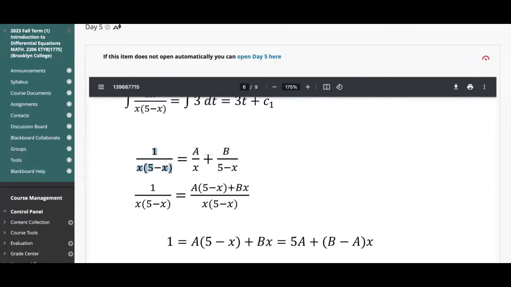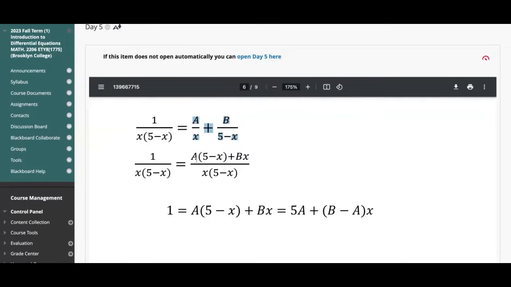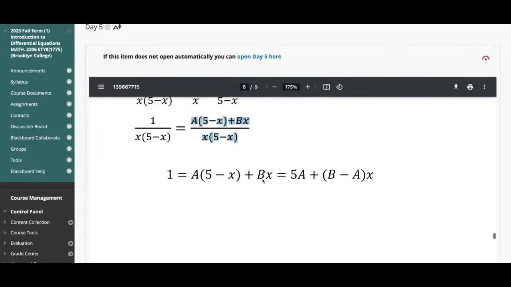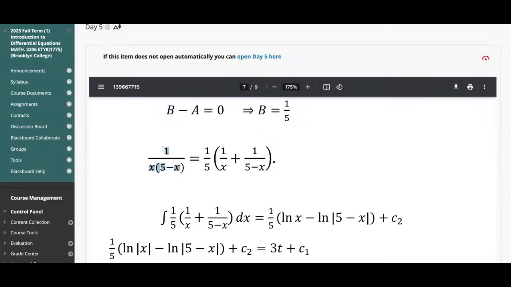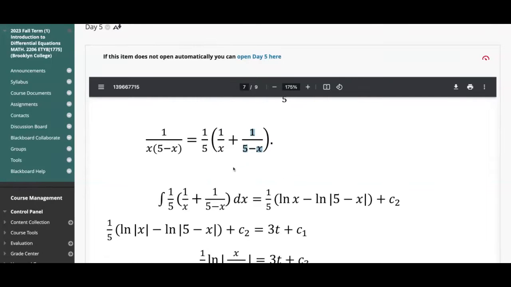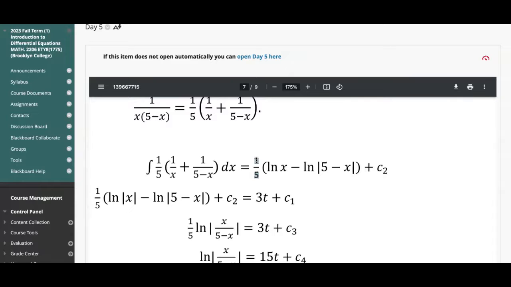And partial fractions. There are 2 factors in the denominator. When we want to integrate, what do we use? We use partial fractions, and partial fractions gives us something like this. So solve for a and b. So a and b equal 1/5. So this one we separate into 1/5 times (1/x plus 1/(5 minus x)). Now we can integrate this. So having integrated that, we get 1/5 ln x for 1/x.